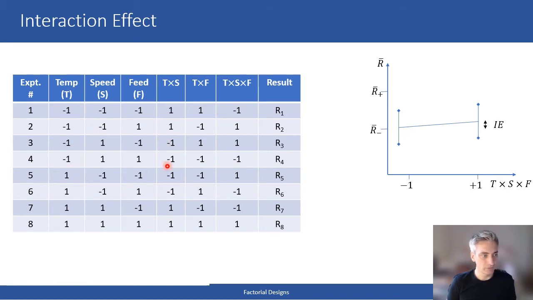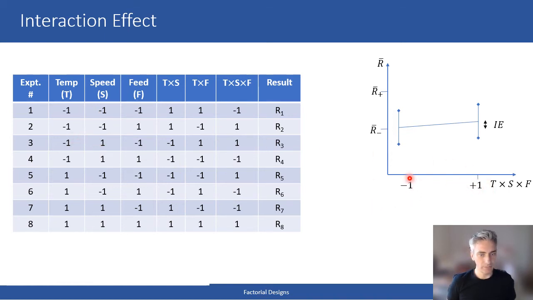So now we have -1 times -1 is +1, times -1 again is -1. That's how we get this -1 in the temperature, speed and feed interaction. What this basically means is if the two codes are the same, we will have a high level. If the codes are different, we have a low level. So this is how we can plot the interaction effects.